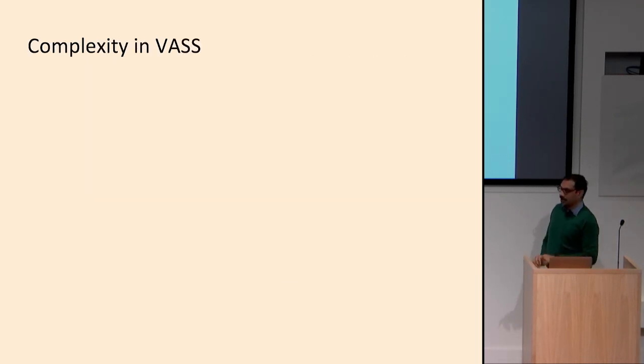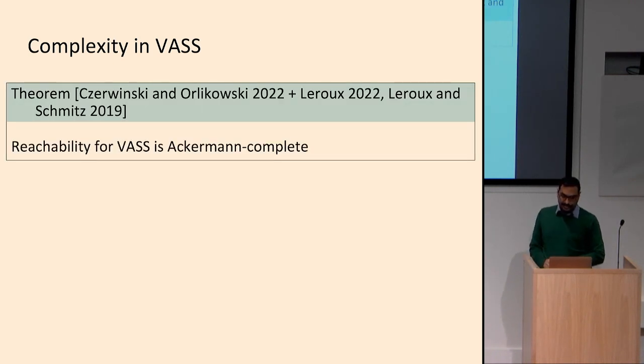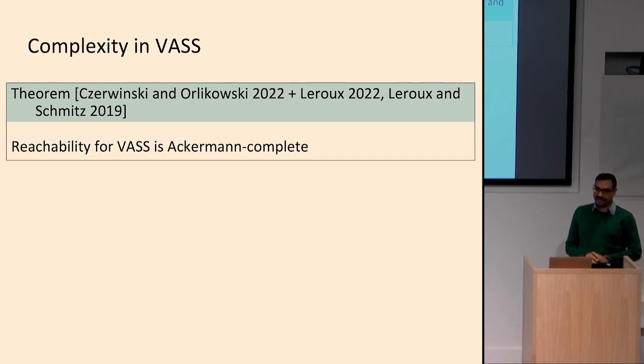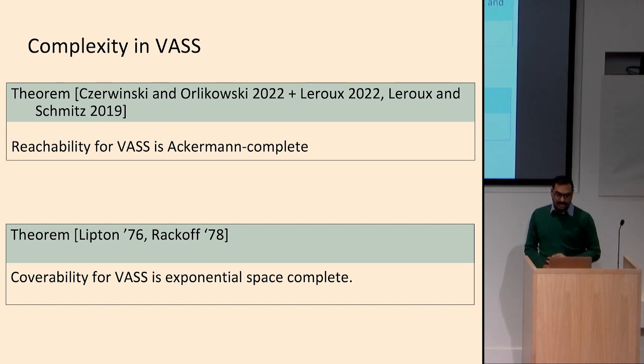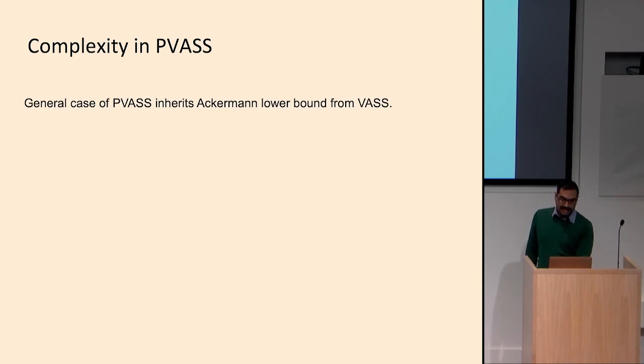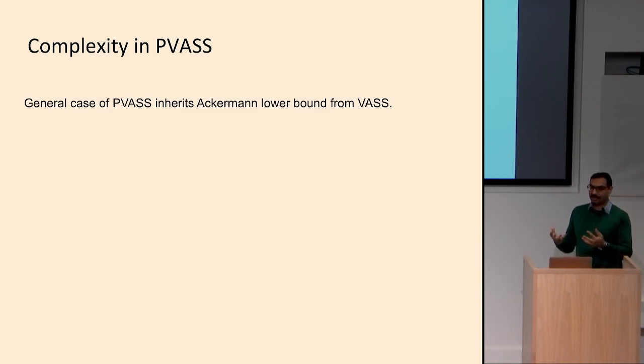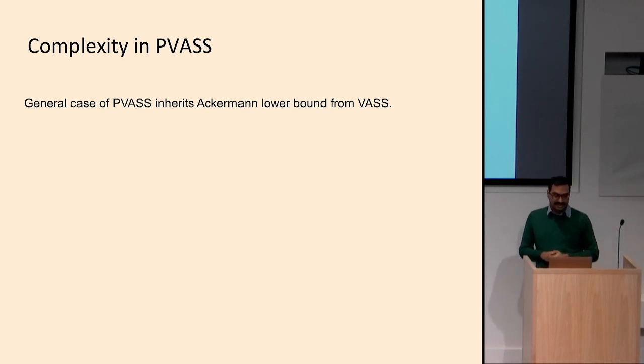So I just want to talk a little bit about the fact that these kinds of problems, the reachability problem, just for VASS to begin with, is already known to be really difficult. Only very recently it was shown that reachability for vector addition systems with states is Ackermann complete. This means that Ackermann is a function which grows faster than any fixed tower height of exponentials. So this is a function which grows crazy fast. Even the coverability problem is not very easy. Coverability for VASS is known to be exponential space complete. So obviously the general case of PVASS, where you're adding a stack to a VASS, inherits this Ackermann lower bound from VASS.